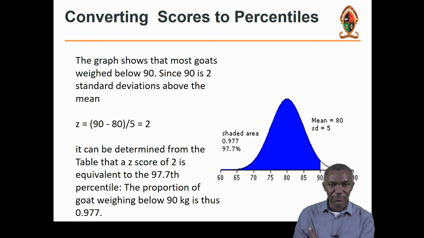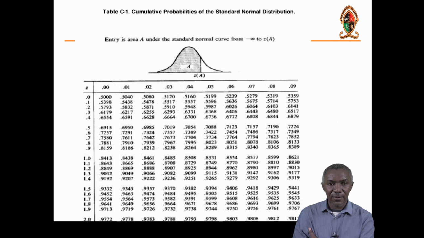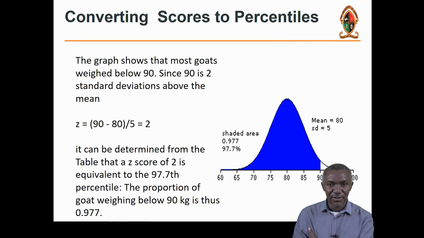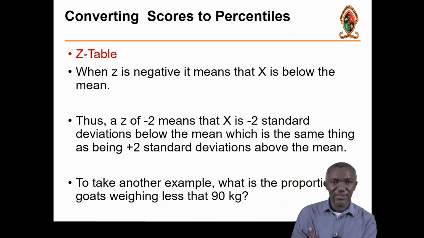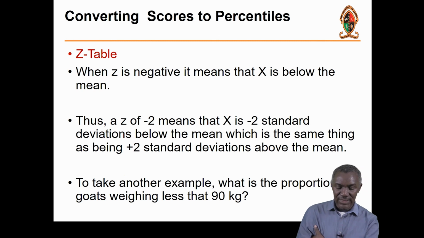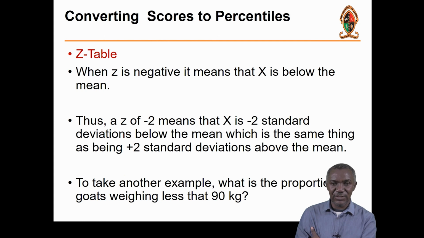Let's assume that we have another example. We looked at a goat that was weighing 70 kg, and you remember that the mean is 80. And we looked at a goat that was weighing 75 kg. So the one that was weighing 70 kg was 2 standard deviations below the mean. The one which was weighing 75 kg was 1 standard deviation below the mean, given that the mean was 80.